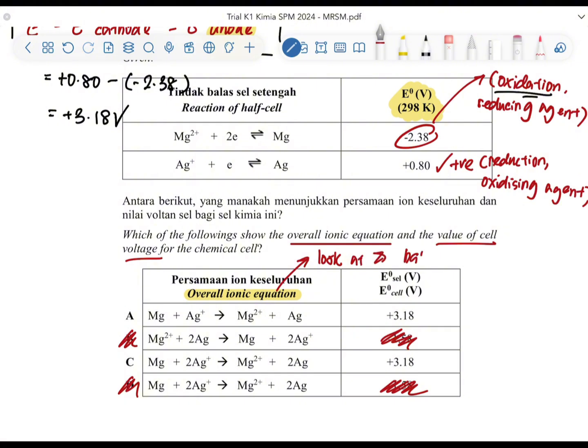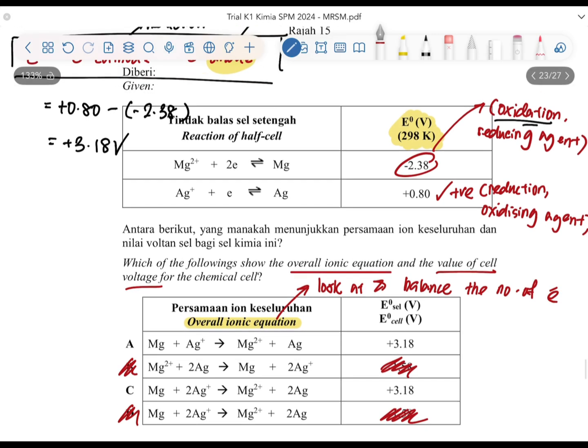and balance the number of electrons. In this question, the magnesium donates 2 electrons and the silver ion accepts 1 electron, but we need to balance it, right? This is 1, this is 2, so for sure we need to times 2. Everything we are going to times 2, so that it will get the same number of valence electrons.